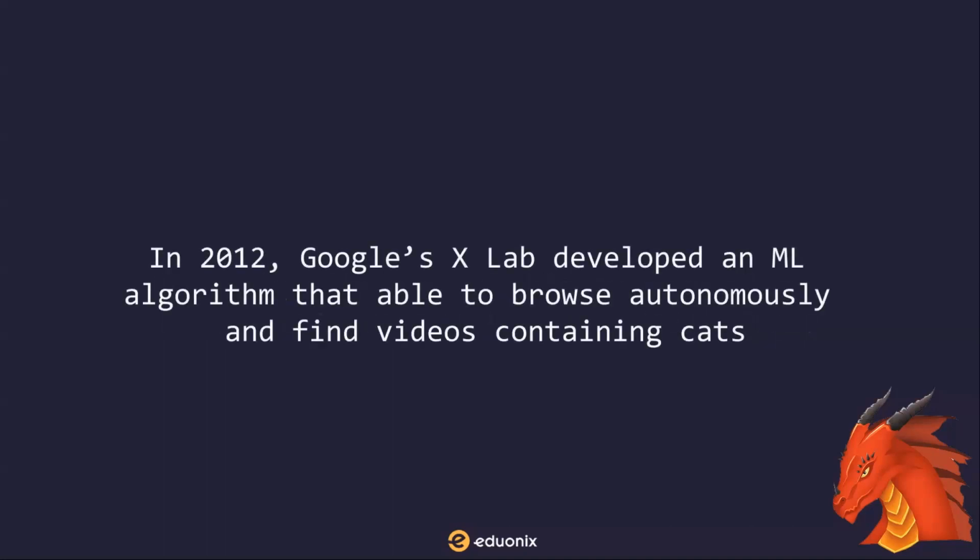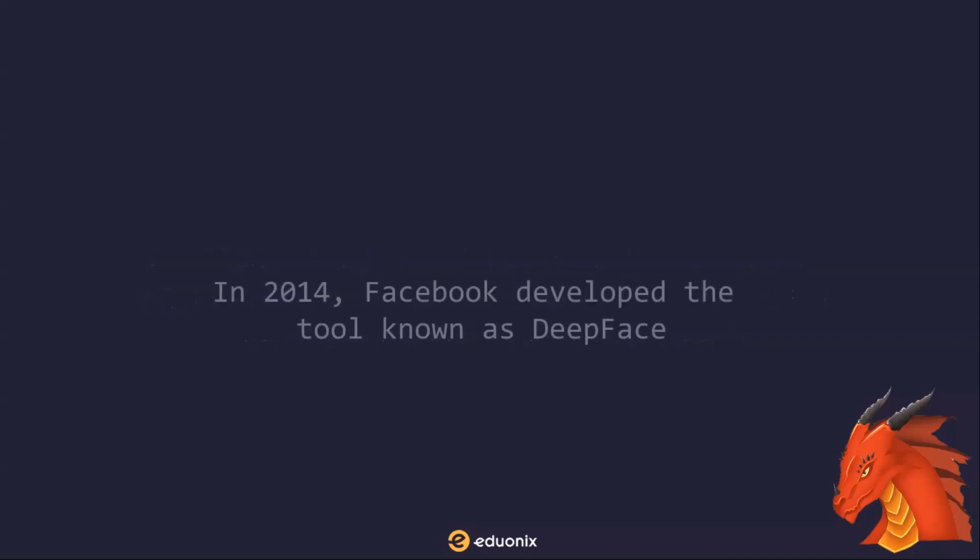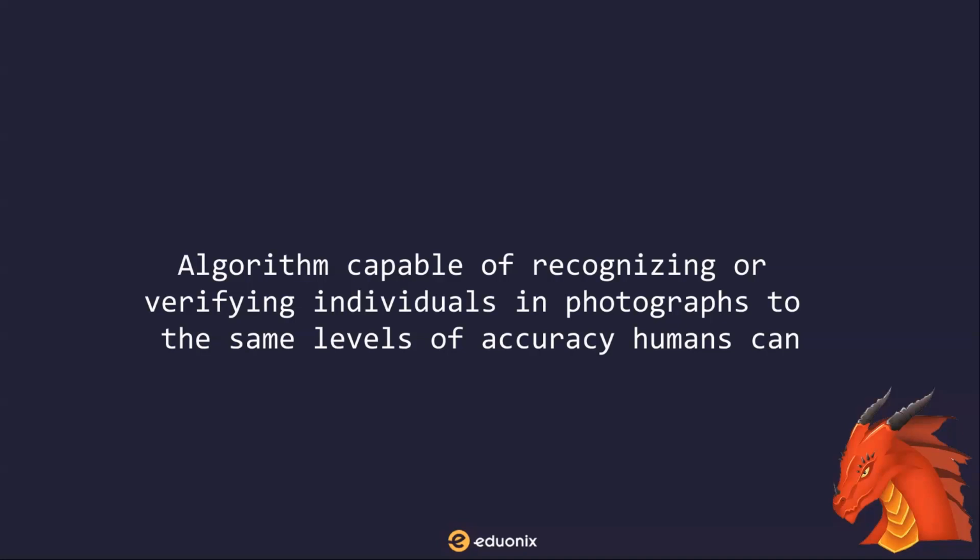In 2012, Google's X Lab developed an ML algorithm that was able to browse autonomously and find videos containing cats. Meow. In 2014, Facebook developed the tool known as DeepFace. Creepy sounding, I know. It is an algorithm capable of recognizing or verifying individuals in photographs to the same level of accuracy humans can.